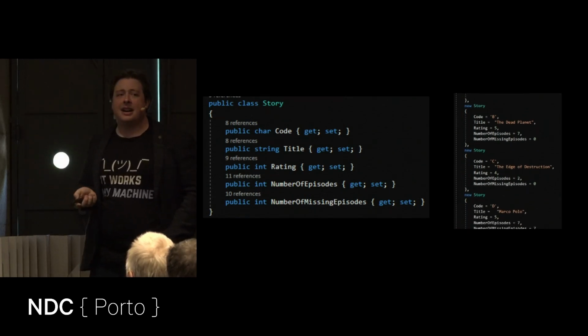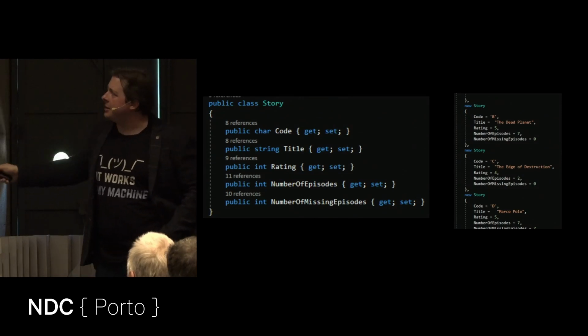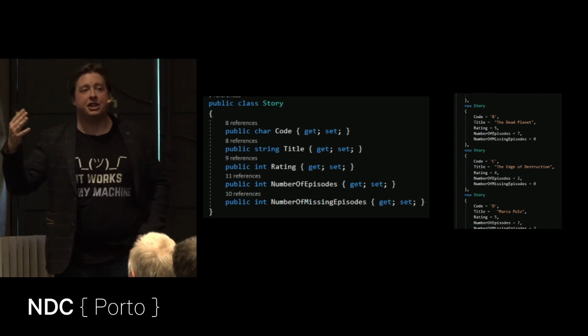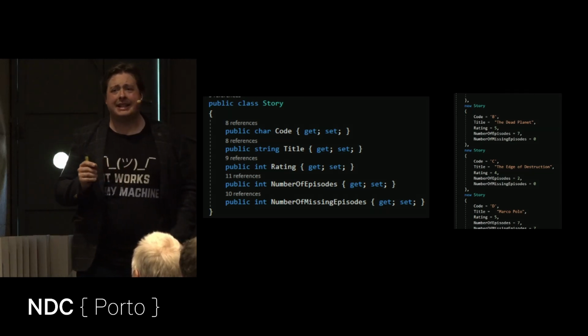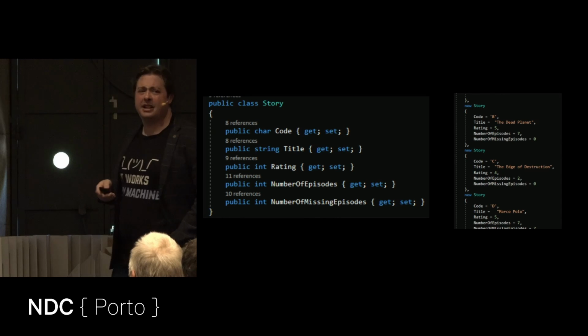This is my hypothetical list of Doctor Who stories. So I've got the serial number, the title, the rating, the number of episodes, because in the old days, each story was many episodes, and how many are missing. Now, sad story, there are 97 episodes of Doctor Who that are missing. If any of you happen to have them, please, please, please hand them back, because I'd like to see them again, especially if it's Fury from the Deep.